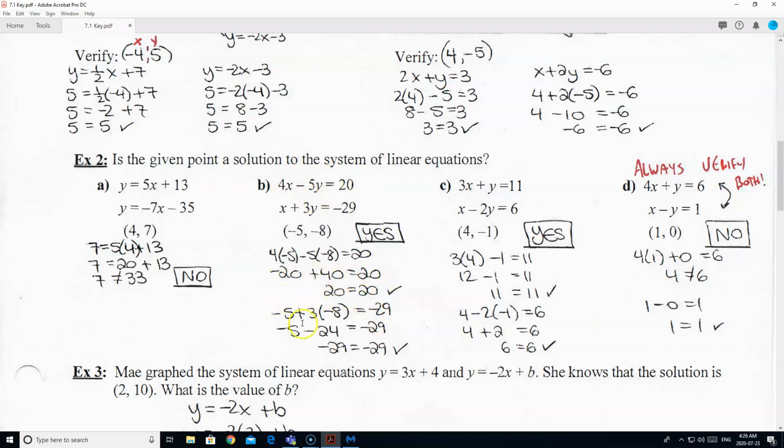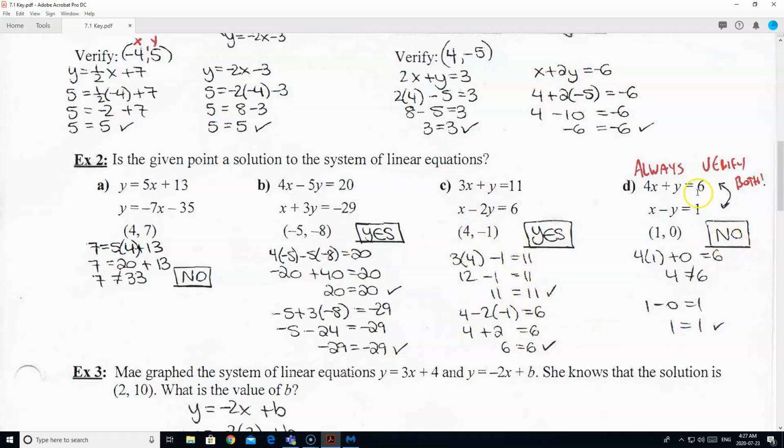And the second equation right here, we plug it in again, negative 5 for the x, and negative 8 for the y. So negative 8 times 3 gives you negative 24, negative 24 minus 5, negative 29. And the other side of the equation is negative 29, so it works. It works for both, so it's a solution. Okay. So you can go through the steps of the algebra. It's exactly the same. Plug in the points, x and y coordinates. It works for example C.